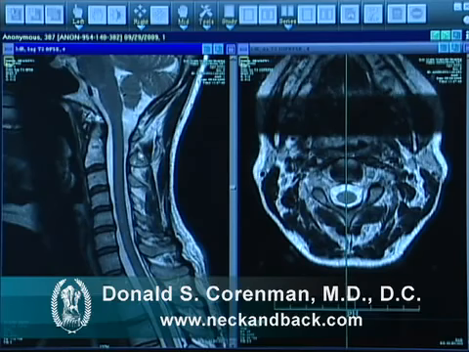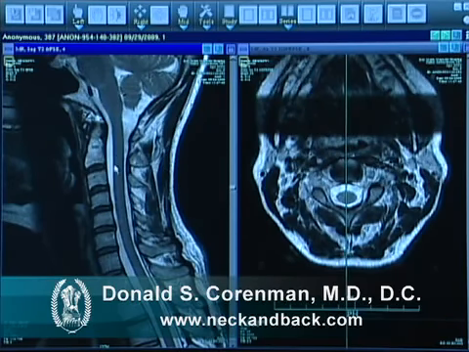We can see the back where we see these spinous processes, and these are the little bumps that we can feel when we press on the back of our neck through the skin. You can see muscles here, and you can see fat here and here.